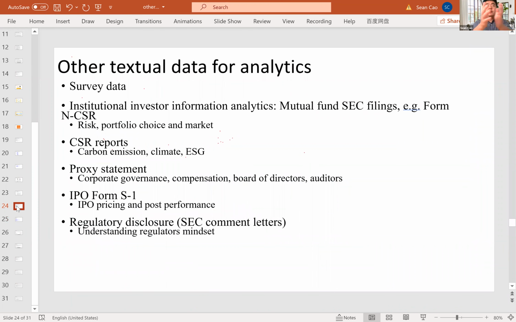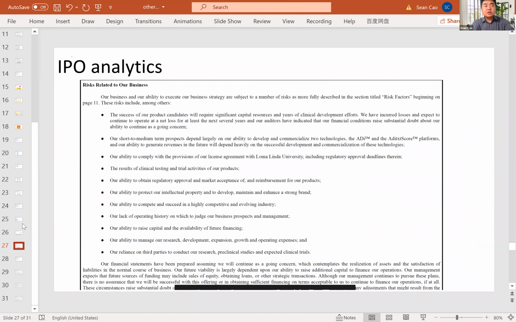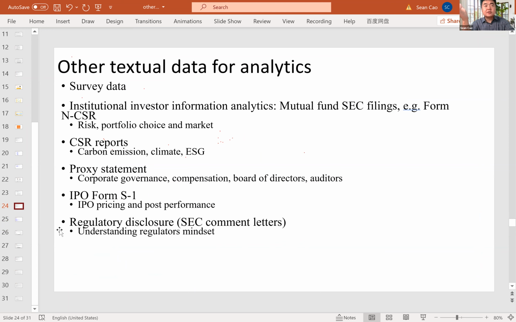So just to summarize, what is IPO S-1? IPO S-1 is when private firms want to go public. That's the information they disclose about the private firm to convince the market of the potential of the private firm. And the information here covers everything: the financial data, the corporate governance, competitors, product, business, compensation, and who the underwriters are. And you can use that for two things. One is to predict the IPO pricing. Another one is the post long-term performance.